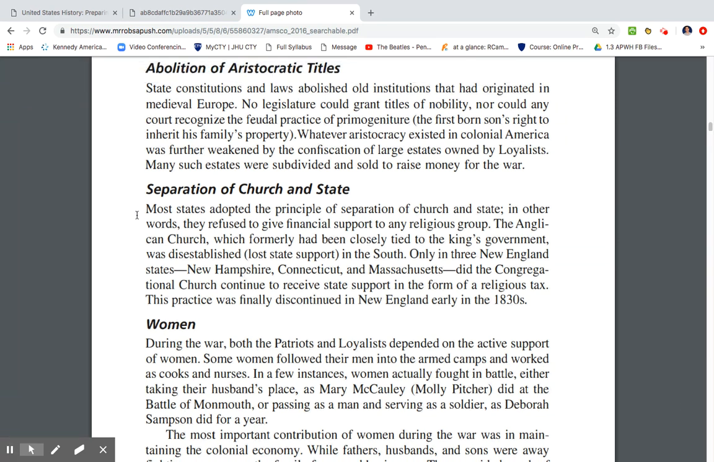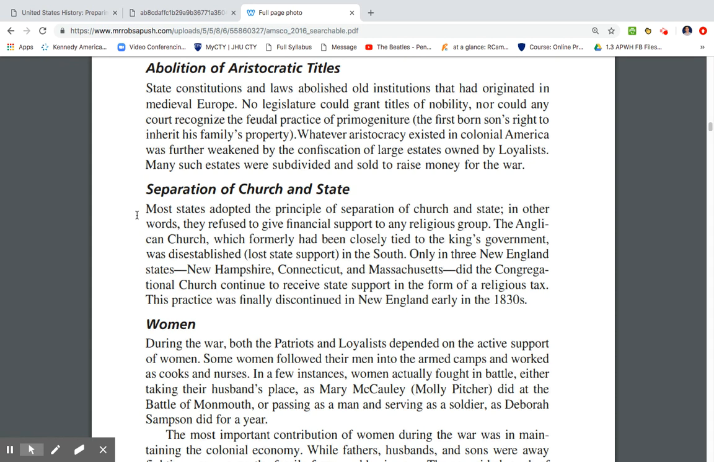State constitutions abolish old institutions that originated in medieval Europe. No legislator could grant titles of nobility, nor could any court recognize a practice of primogeniture, which means the son's right to inherit this property. So there's no inheritance, there's no aristocracy, there's no nobility. Whatever aristocracy existed in colonial America was gone by this point, right? So there's no way I could say, hey, I have to give this to my firstborn son, and my secondborn is going to get nothing.